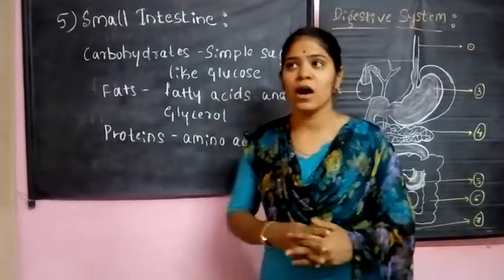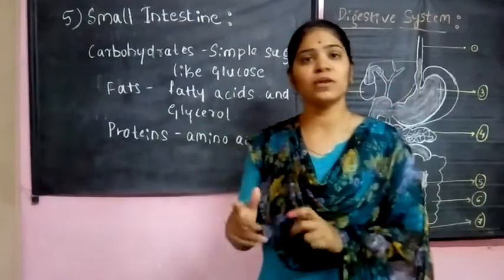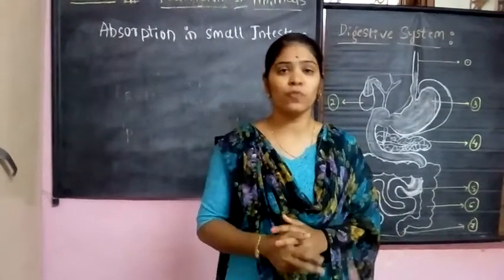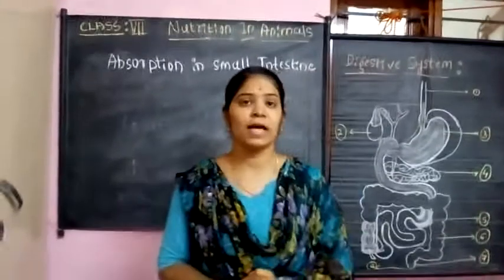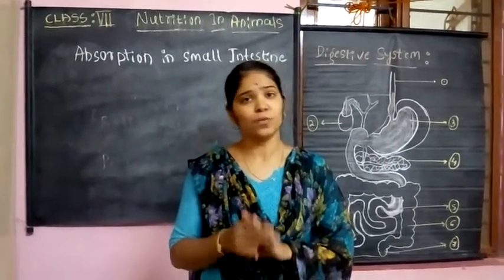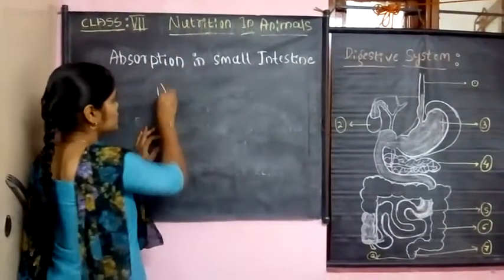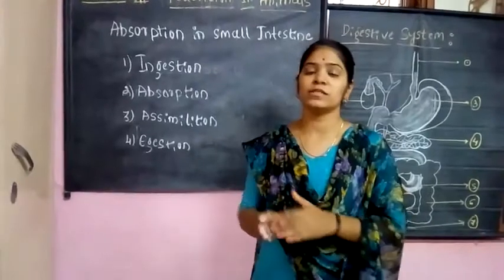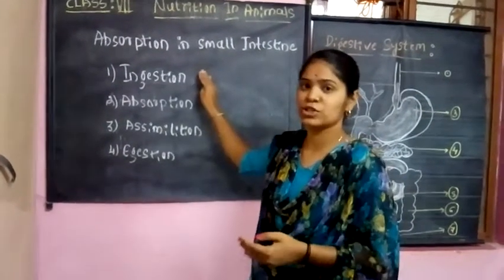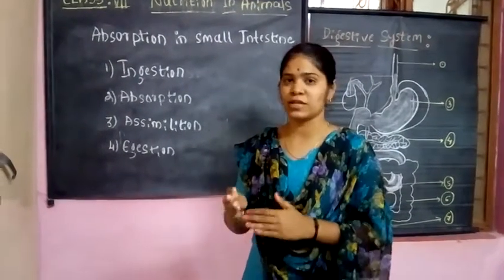The next is how absorption takes place in the small intestine. Students, in the digestive system there are four main processes that occur in our body. They are ingestion, absorption, assimilation and egestion. Please remember these four processes. I will write them down here. The first one is ingestion. In the first class about the digestive system, I told you about ingestion. So what is ingestion? The taking of food material into the digestive system is called ingestion.